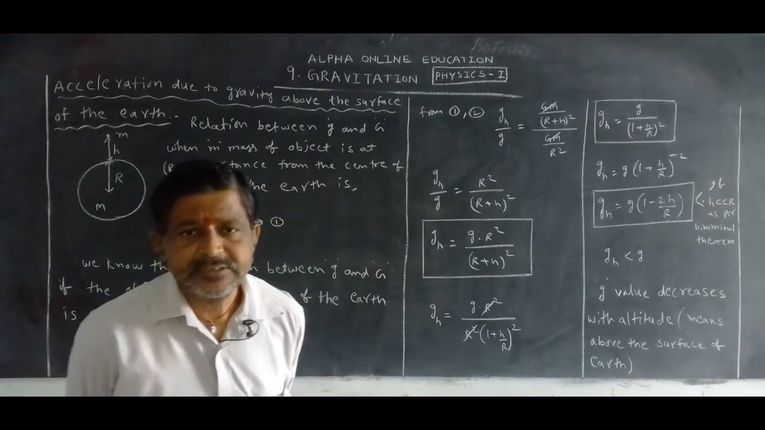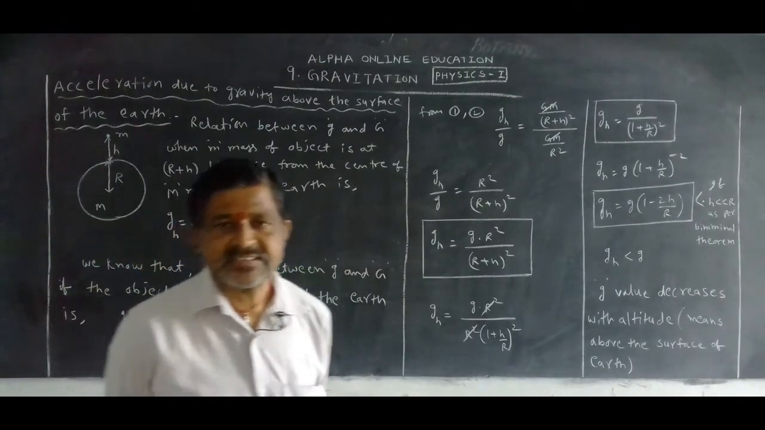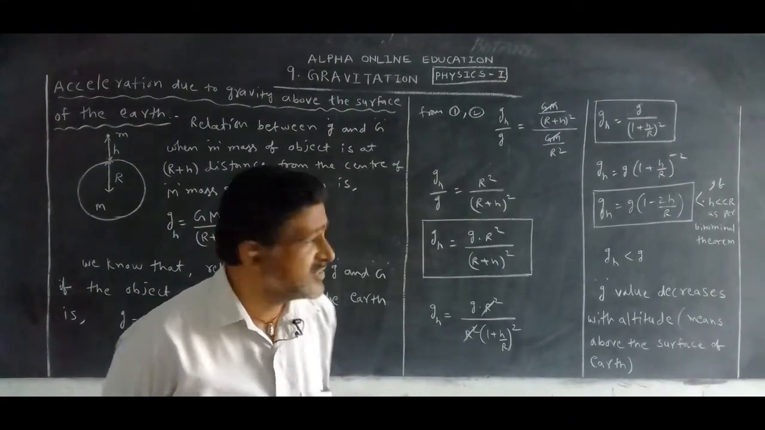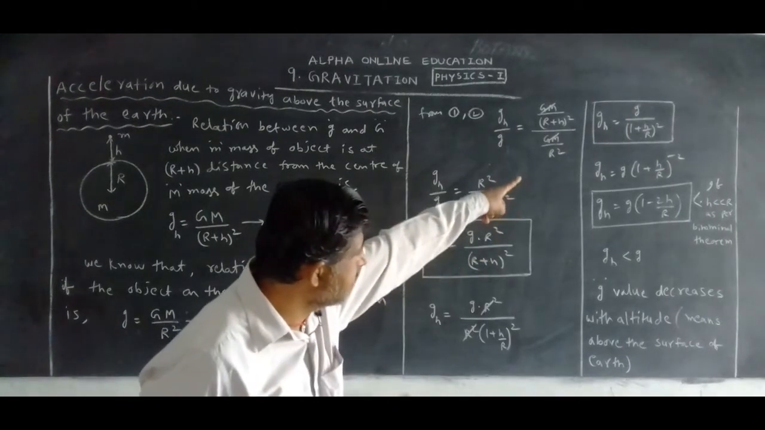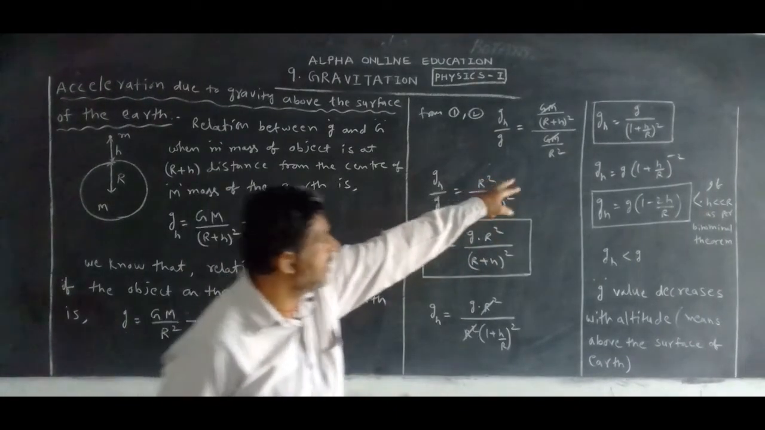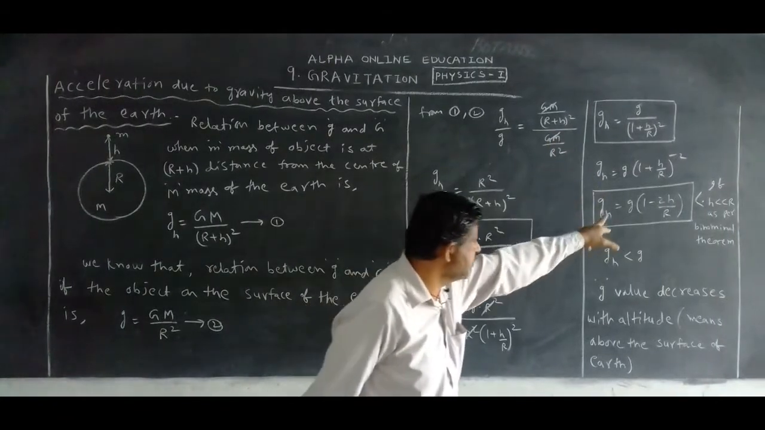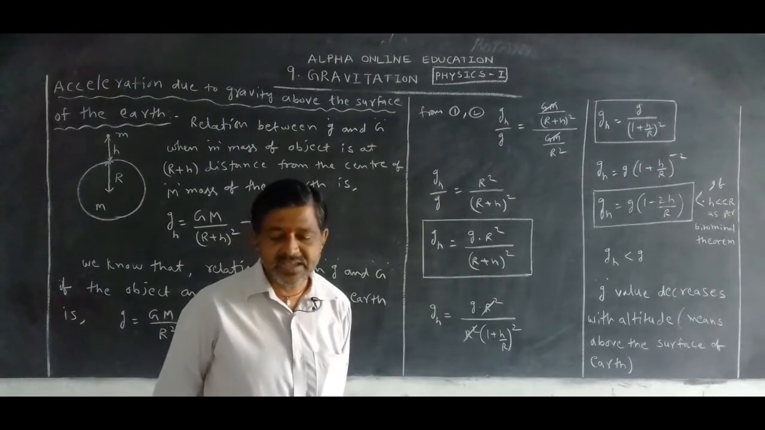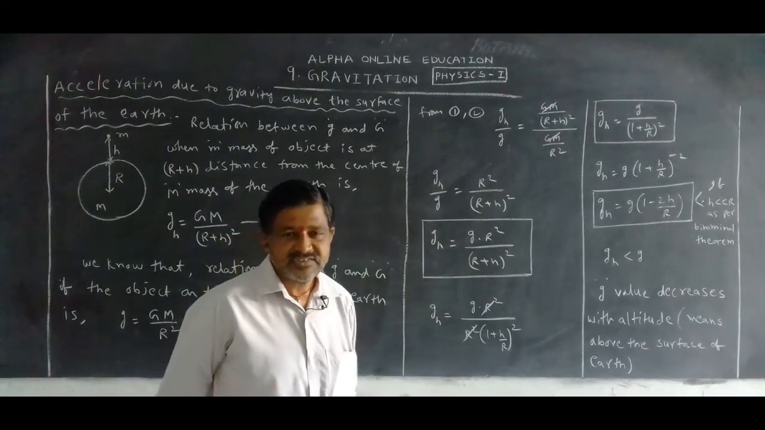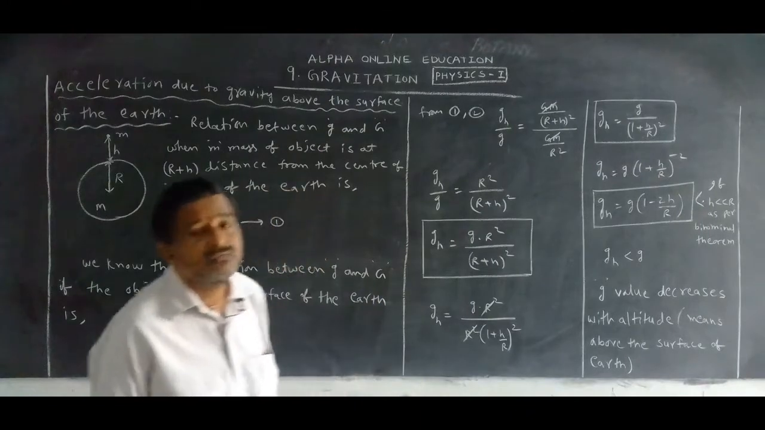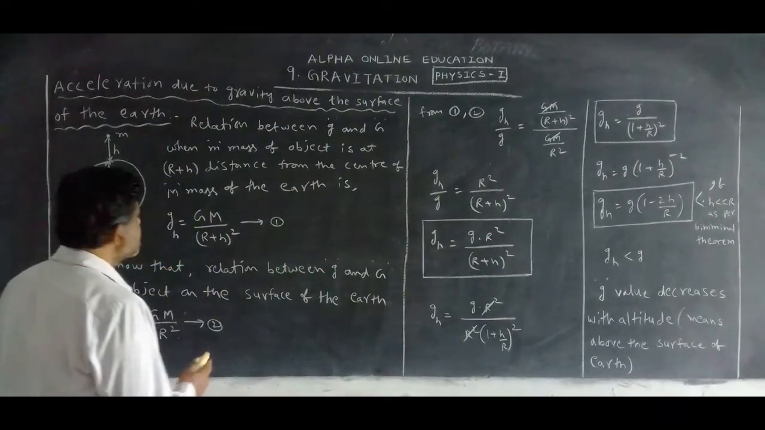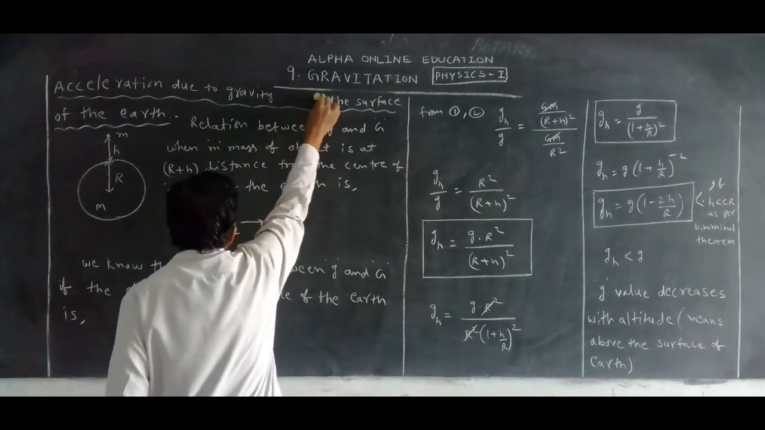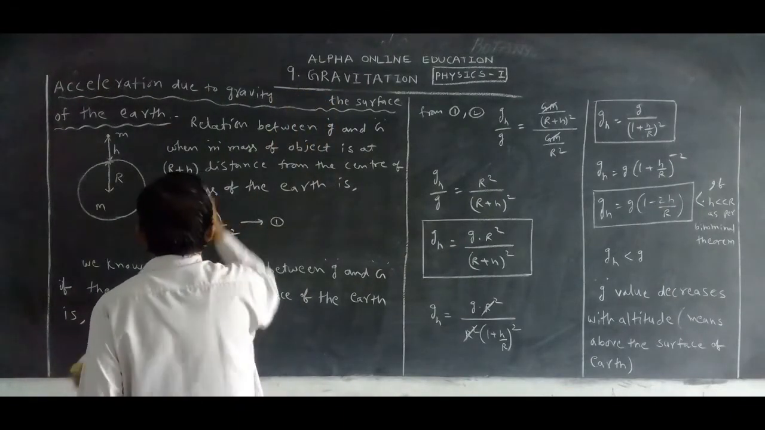g_h is equal to g by (1 plus h by R) whole square, or g_h is equal to g into (1 minus 2h by R). This is one of the important questions for 4 marks. Now we want to discuss another topic. Both are 4 plus 4, 8 marks question. Now, what is that one?